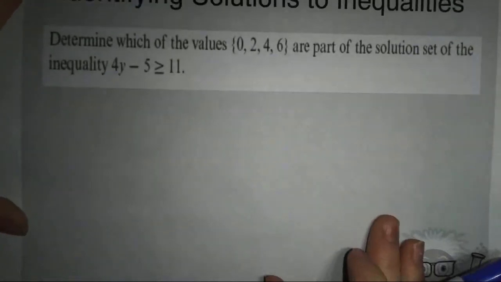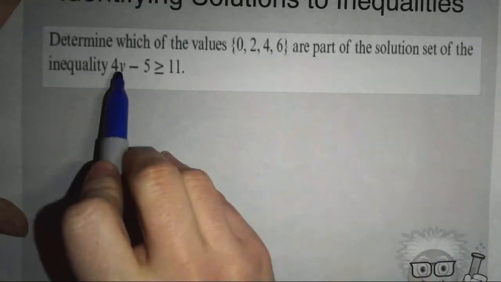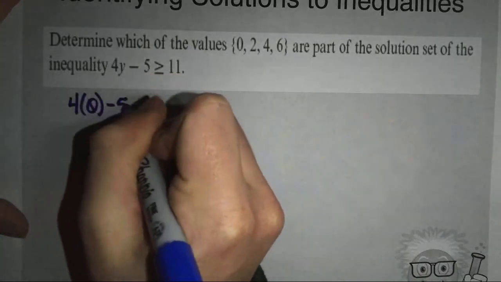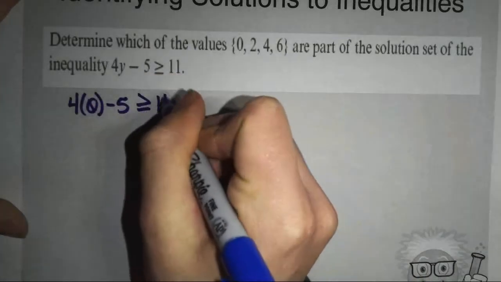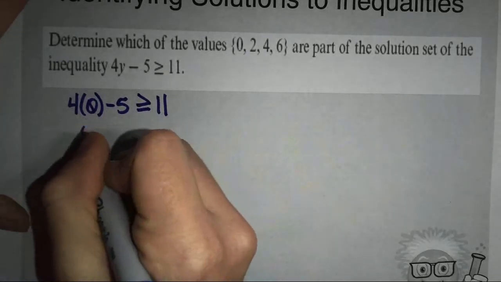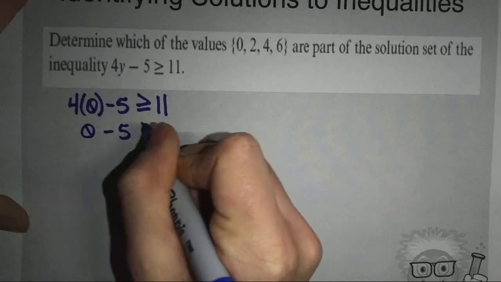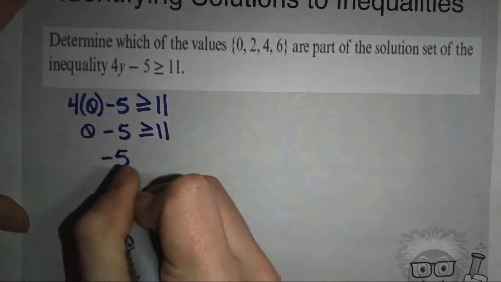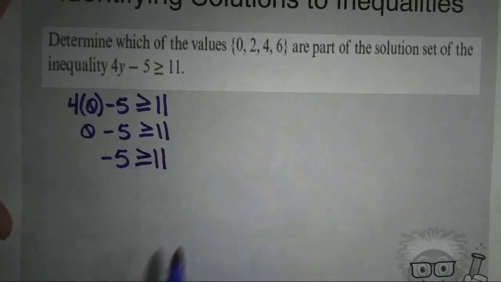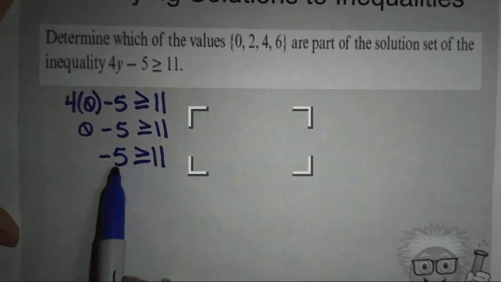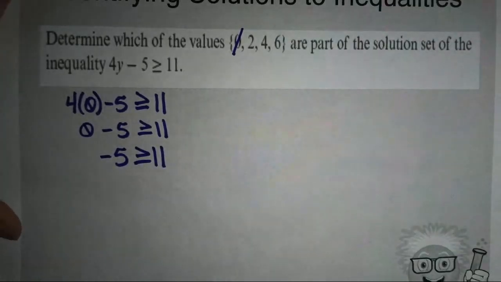So we'll start with 0. I'm going to sub 0 in for y. So I have 4 times 0 minus 5 is greater than or equal to 11. Now I do order of operations, so I multiply first. 0 minus 5 is greater than or equal to 11. 0 minus 5 is negative 5. Now, is negative 5 greater than or equal to 11? No. Negative 5 is less than 11. So we know 0 does not make that inequality true.